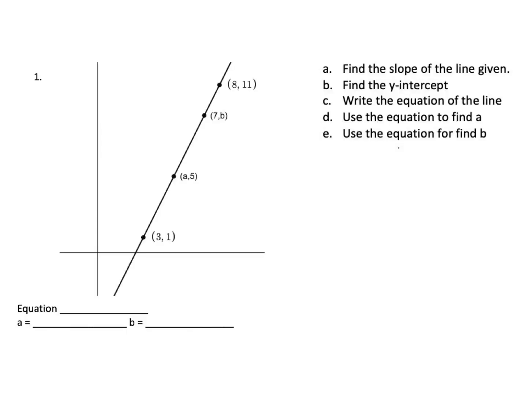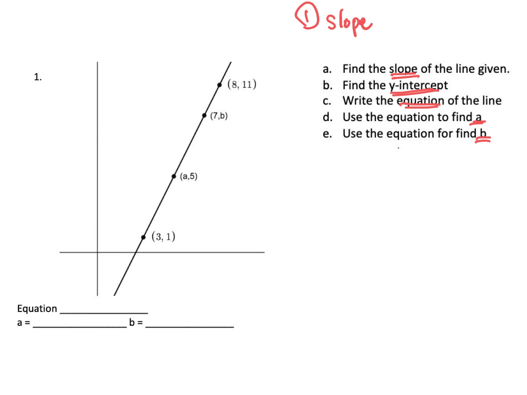All right, so we have this picture here, and there are a couple of things we want to accomplish for today. We want to find our slope, find our y-intercept, an equation of a line, and then find A and B. And we're actually going to do this out of order. So first of all, number one, we're going to find our slope.